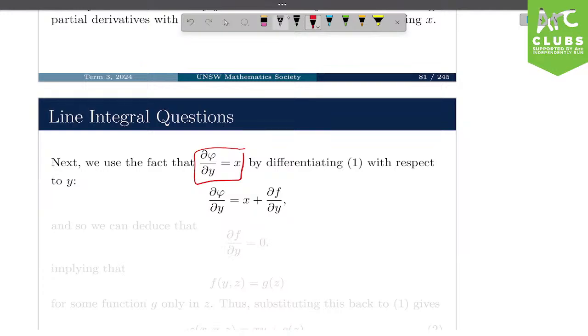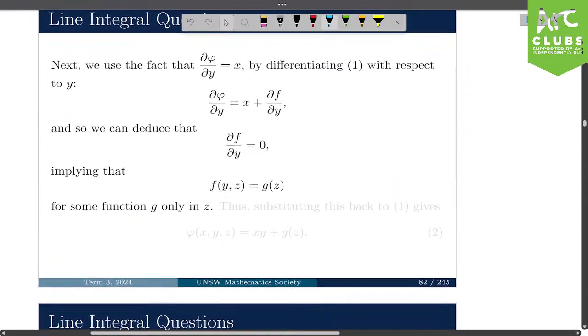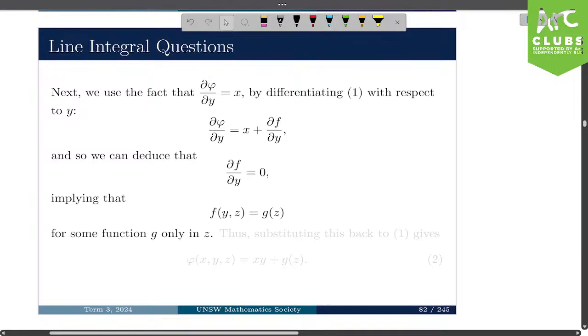But we know that by definition, dφ/dy is equal to x, which we're told is x plus, which means that this has to be 0. Otherwise, these two sides wouldn't be equal. Okay, so we know that if we take the partial derivative of f with respect to y, we get 0. So that means that f is purely a function in terms of z. Okay, so we're going to redefine f of y, z as g of z.